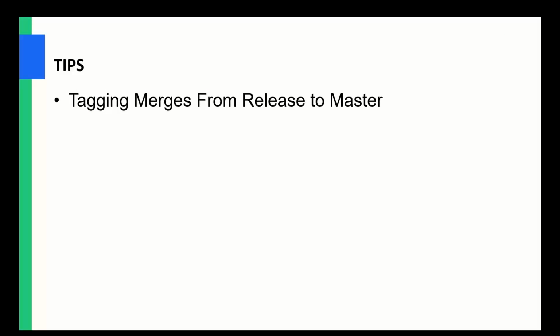And finally, under tips, one thing that I've found to be extremely useful is creating a tag, a custom tag, when I merge from my release branch to my master branch. Here's what I mean by that.